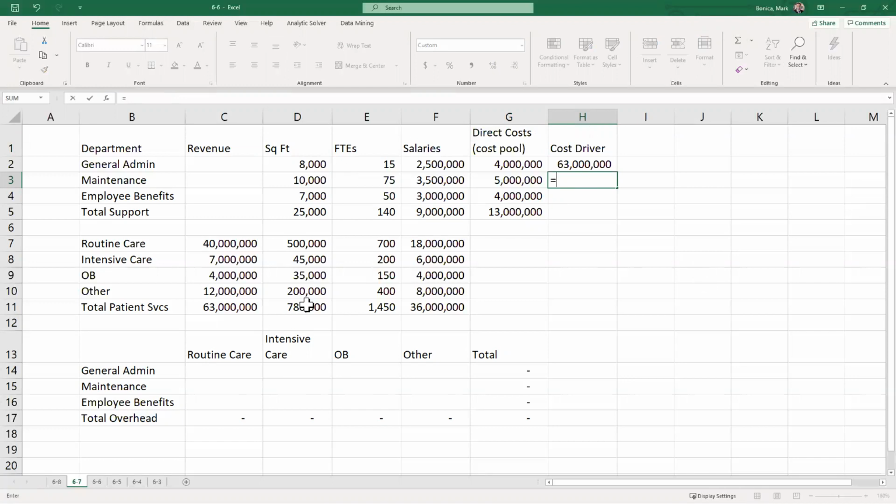So square footage, I'm going to get from here, from the patient services section only. I am going to ignore the square footage for the cost centers because we're back to doing direct method and we ignore the interrelationships between the cost centers. And then finally, employee benefits is going to be based on FTEs. So I'm going to use the FTEs again from the patient services areas or the profit centers, and I'm going to ignore the FTEs from the cost centers. All right, so there's my cost driver.